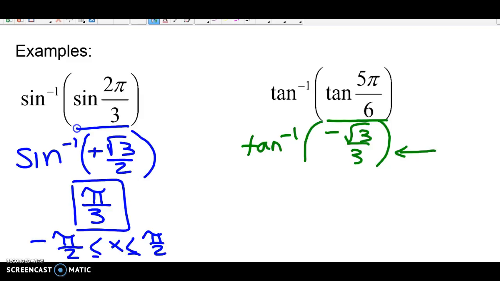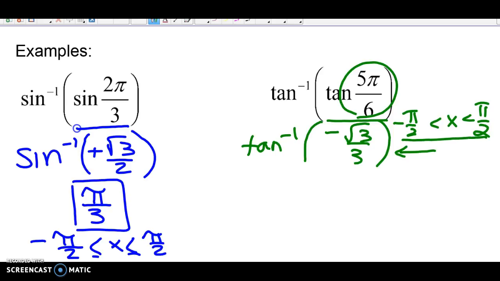And we want to use the principal solution set for inverse tangent, which is also negative pi over 2 to pi over 2. So our feeling is we want to use 5 pi over 6 because that's what we started with, but 5 pi over 6 is not within this range. So I have to pick an angle that is within that range. And the angle that would fit that is the angle in the 4th quadrant, but negative angle. So this is going to be negative pi over 6.